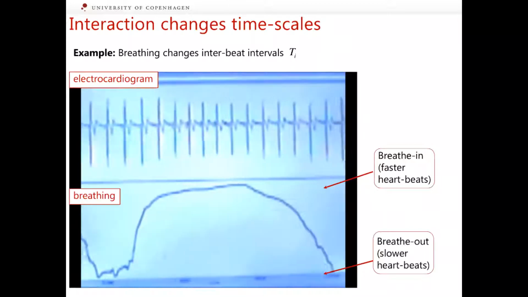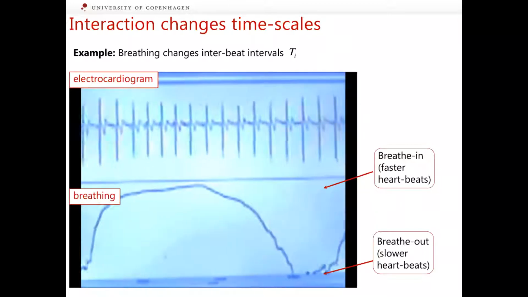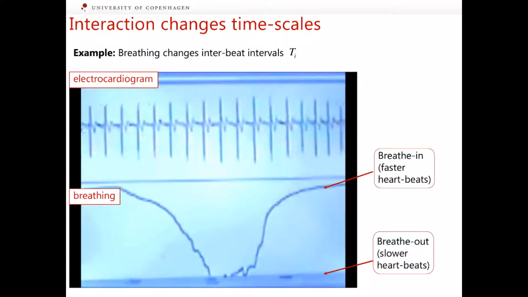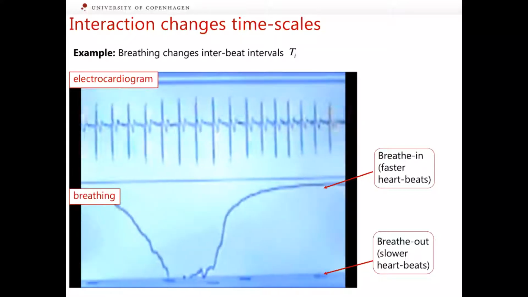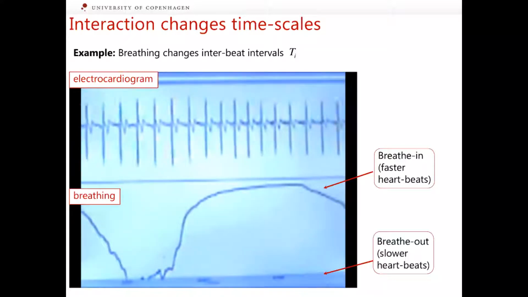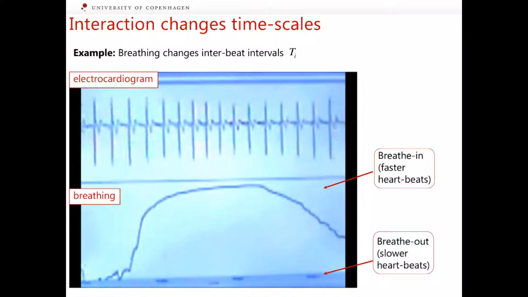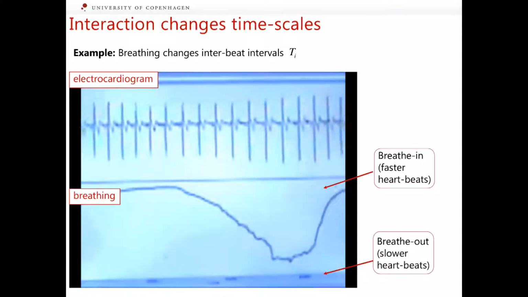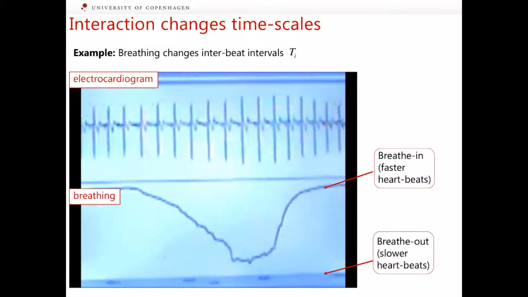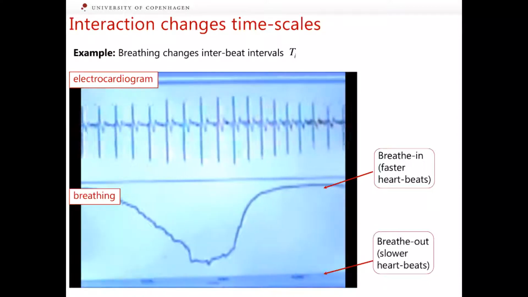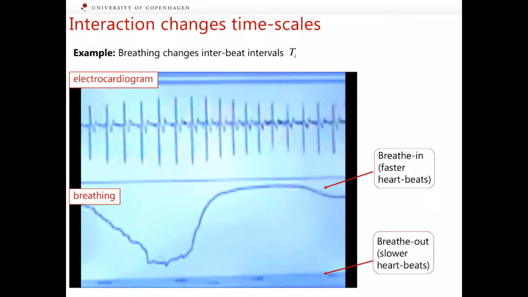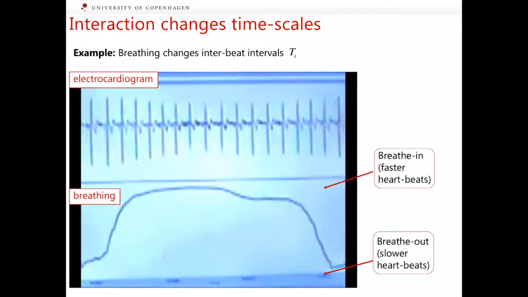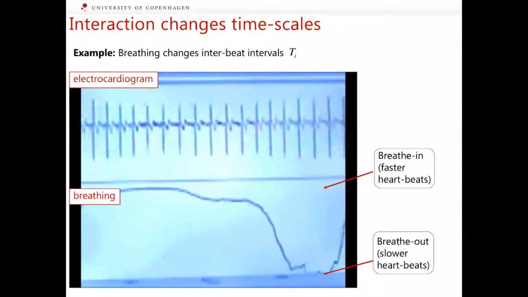The amplitude of ECG decreases when the subject breathes in and increases when the subject breathes out. But there is also another, more subtle influence. If you look closer, you will notice that when the subject breathes in, the heartbeat intervals become smaller, which means that the heart beats faster. And when he breathes out, the heart slows down. So the presence of rhythmic breathing modulates the heartbeats.